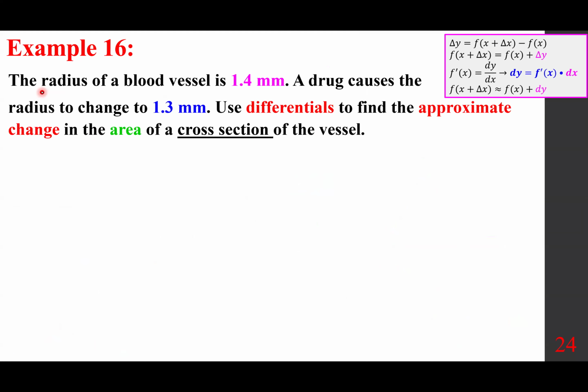The radius of a blood vessel is 1.4 millimeters. A drug causes the radius to change to 1.3 millimeters. Use differentials to find the approximate change in the area of a cross-section of the vessel.